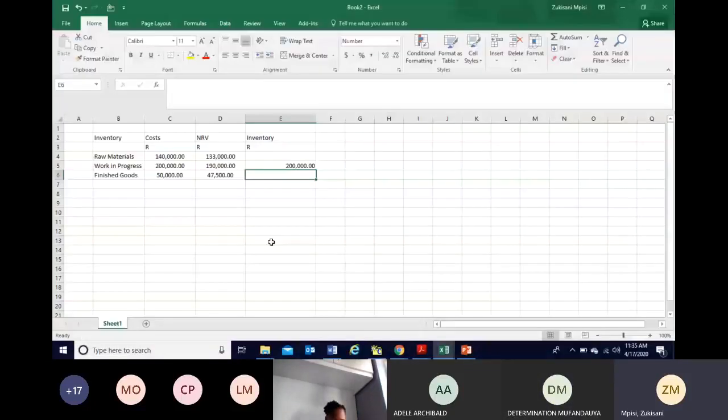The directors have made a decision that inventory finished goods will be sold at 95%, which means it will be sold at 47,500, which is lower than the cost. And now the standard says, if then finished goods are expected to sell at less than cost, then this means that you must write down raw materials. So which means your raw materials balance now will be 133,000. Finished goods will also be written down to 47,500, which means that your value of your inventory is going to be 380,500.